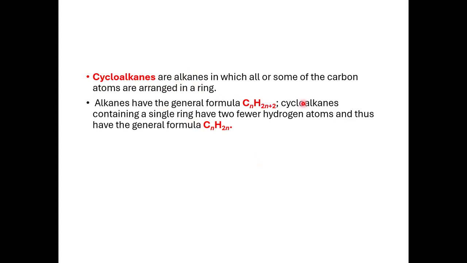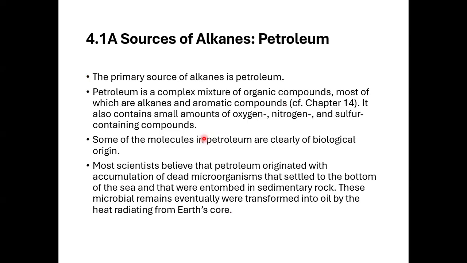Sometimes your cycloalkanes can be cycloalkenes, where you can see a double bond within the ring. Generally, the alkanes have a formula of CnH2n+2, and our cycloalkanes would be without the +2, CnH2n. And this formula for the cycloalkane, CnH2n, is actually similar to the formula of our alkenes.